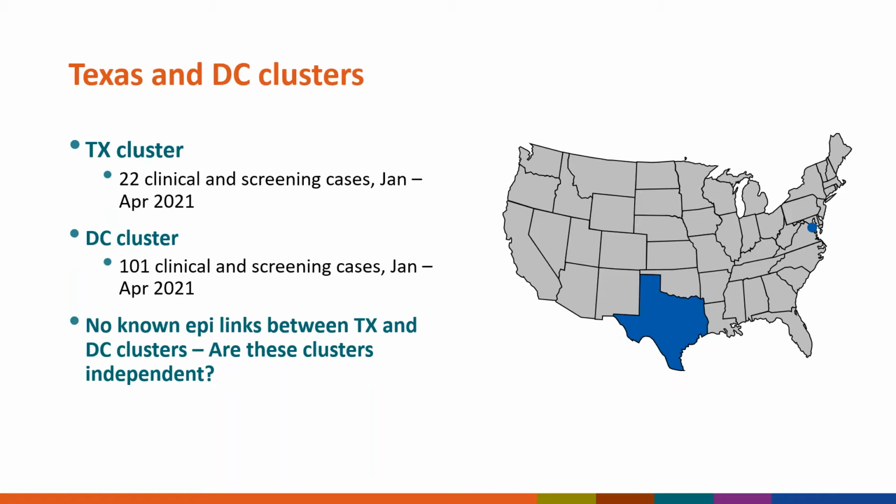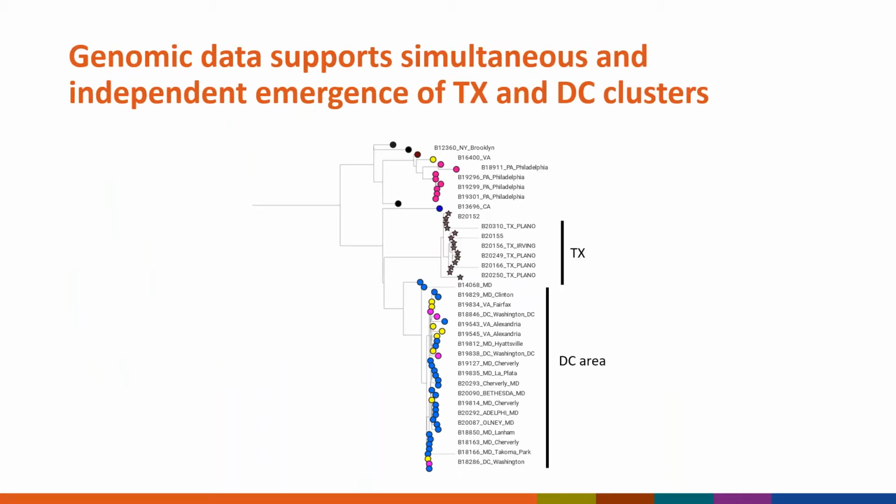So again, are there patient transfers happening? Are there healthcare providers that are maybe working in the same jurisdictions? Are these connected, basically? And when we did sequence this, what we found is that, first, the genomic data does support simultaneous and independent emergence in these Texas and DC clusters. So you can see the Texas cases in brown, clustering in a distinct cluster from the DC, Maryland, Virginia area in blue, yellow, and pink. And so that was the first thought, that these really do seem to be independent.